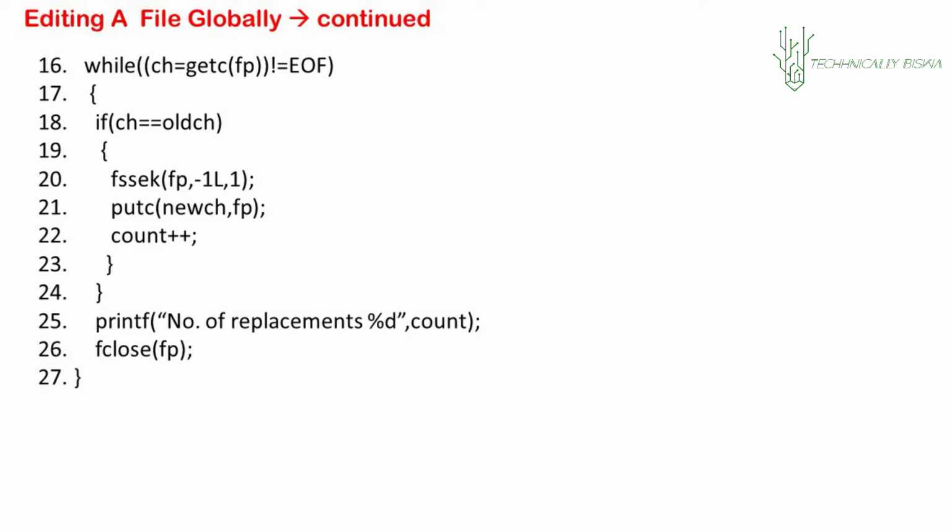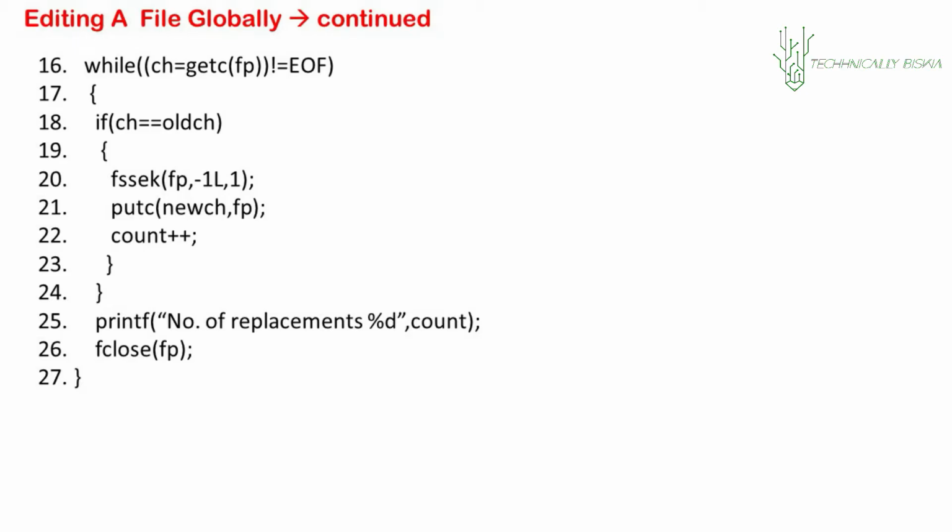Look at that. While ch equal to getC fp not equal to end of file. Clear? Throughout the file we are reading, and if the character matches. Okay, let's look at these 2 lines on the board first.